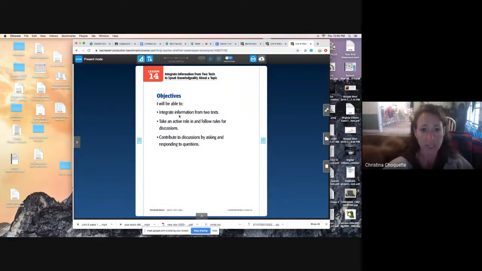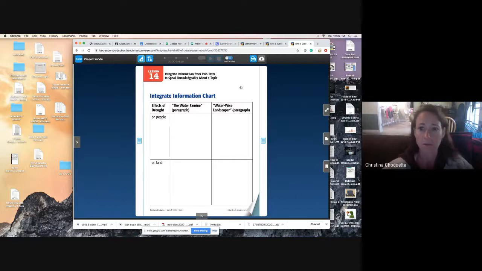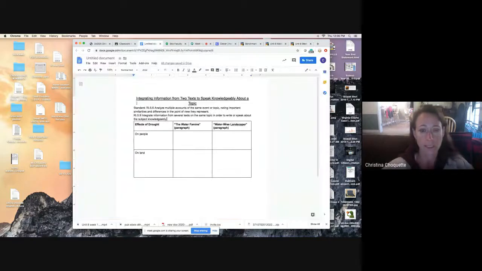So we're going to be able to integrate information from 2 texts, take an active role in and follow rules for discussions. My dogs are not following the rules for discussion. And we'll contribute to discussions by asking and responding to questions. It's just as hard because we're not face-to-face. So we're going to do the best we can to work around applying these standards and doing some practice with them. We see here that these are 2 reading standards, 5.7 and 5.9. So it is important to do this. And you guys do this anyways, you know.